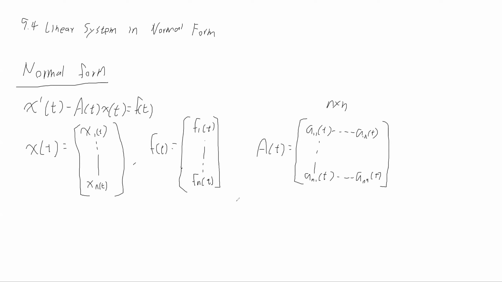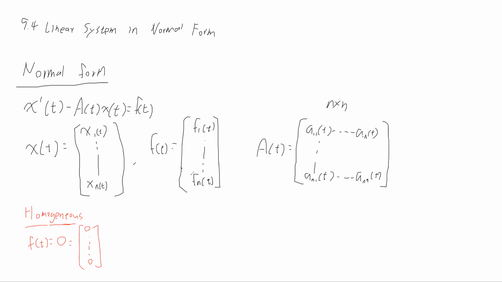And furthermore, we say that this system is homogeneous if f of t is equal to 0. So homogeneous is when f of t is equal to 0, meaning you get a vector of 0, like this.